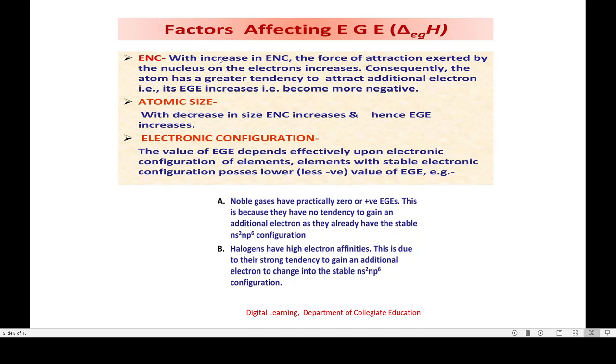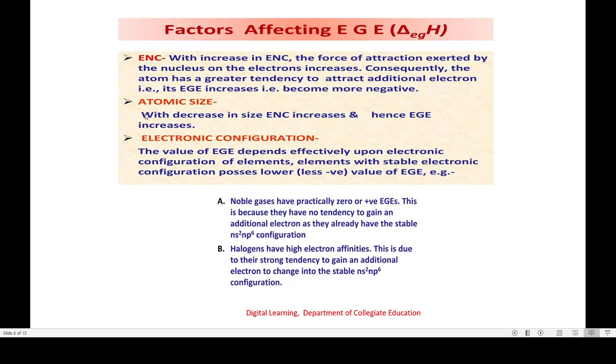So coming to the various factors which affect the electron gain enthalpy, these are the effective nuclear charge, atomic size, and the electronic configuration. Coming to the effective nuclear charge, with increase in effective nuclear charge, the force of attraction exerted by the nucleus on the electron increases. Consequently, the atom has a greater tendency to attract an additional electron, that is, the electron gain enthalpy increases, that is, it becomes more negative.